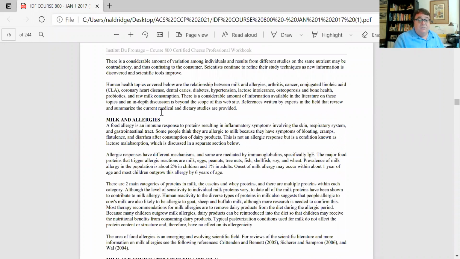One thing that does affect our industry at every single level: milk and allergies. So highlight this whole section, milk and allergies, because that affects everybody. And the highlight I've got here is that there are two main categories of proteins in milk: the caseins and the whey proteins.